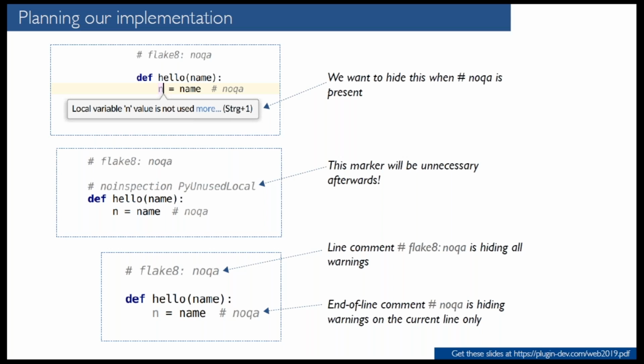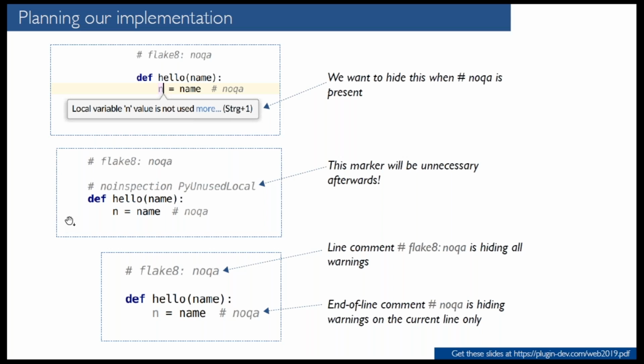And the last marker in this snippet is at the end of a line. If a noqa marker is at the end of a line, it's hiding the warning for the current line only, so no other line is influenced by that. Keep that in mind. We are going to need it for the implementation, and I hope it's now a bit more clear what we are going to do. We'll basically support the Flake marker anywhere in a file or at the end of a line for the current line.